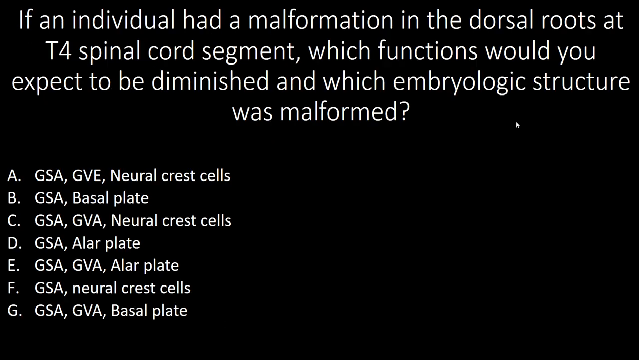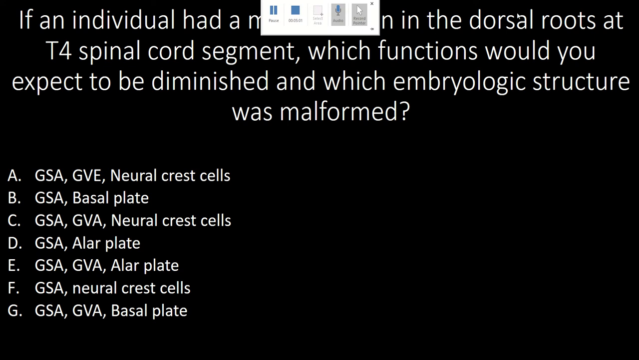Okay. All right. The next question: the individual had a malformation in the dorsal roots at T4 spinal cord segment. Which functions would you expect to be diminished, and which embryologic structure was malformed? So the dorsal roots are going to be the peripheral processes that grew from dorsal root ganglion towards the spinal cord. So they didn't actually come out of the spinal cord, but they grew towards the spinal cord.